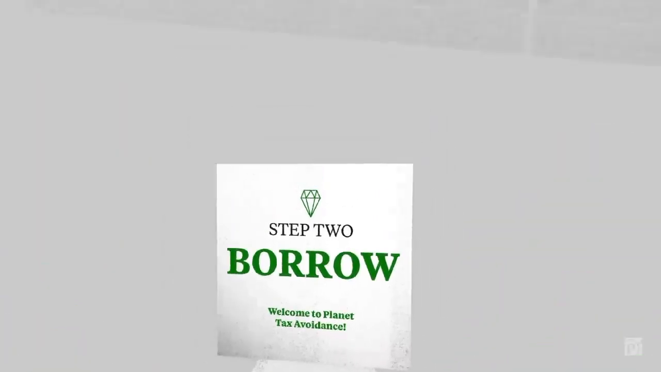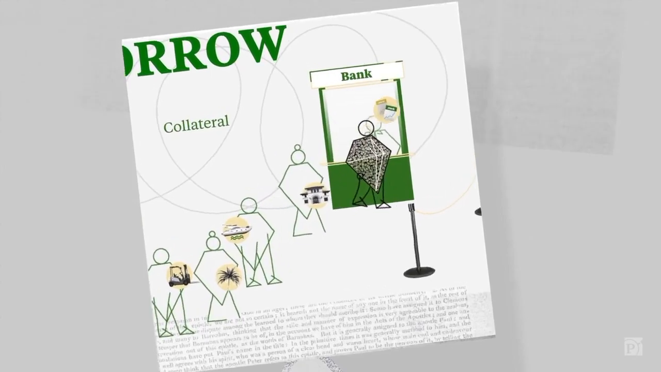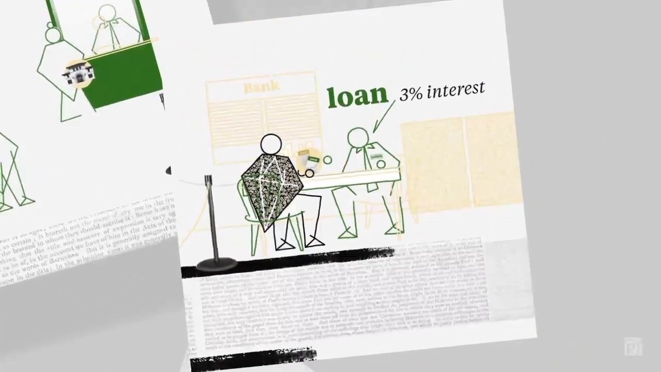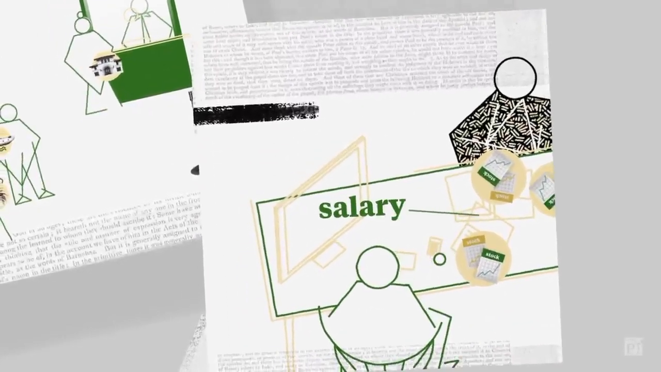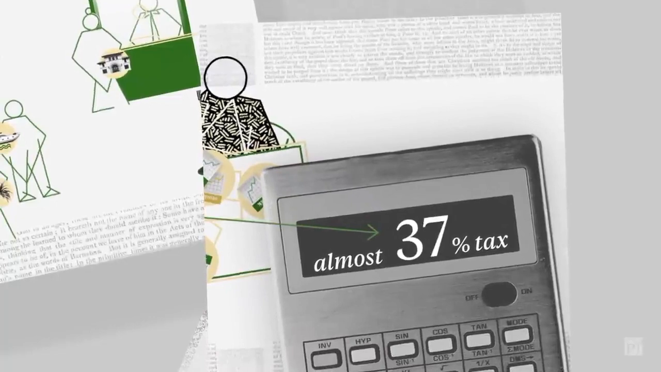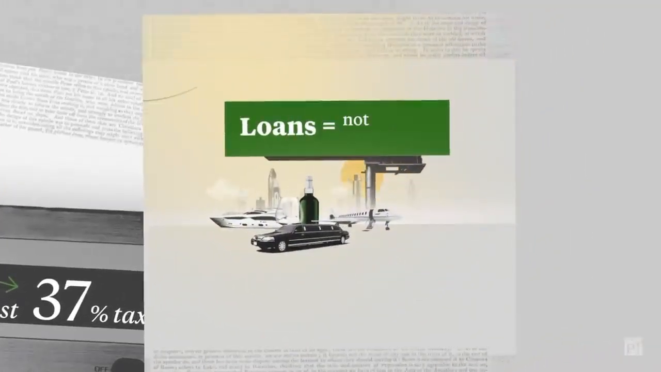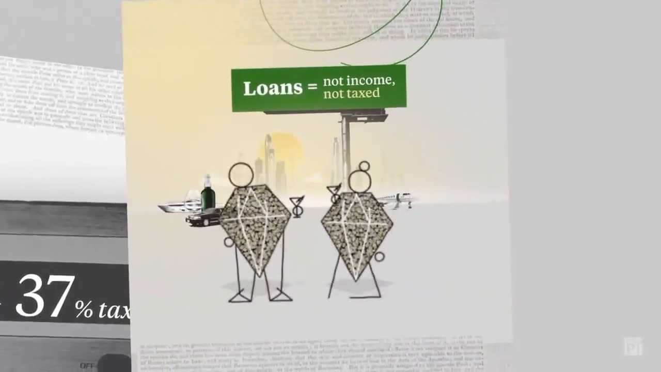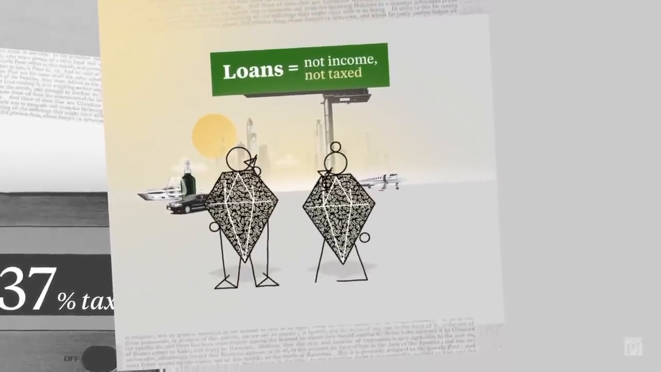Step 2. Borrow. They borrow against their holdings, and the bank gives them a really good deal. I'll loan you $10 million with only 3% interest. But if you take a $10 million salary from your company, you'll owe almost 37% to the IRS. So the ultra-wealthy use loan money to fund their lifestyles. That's how a billionaire can live the most luxurious life imaginable while reporting little to no taxable income.